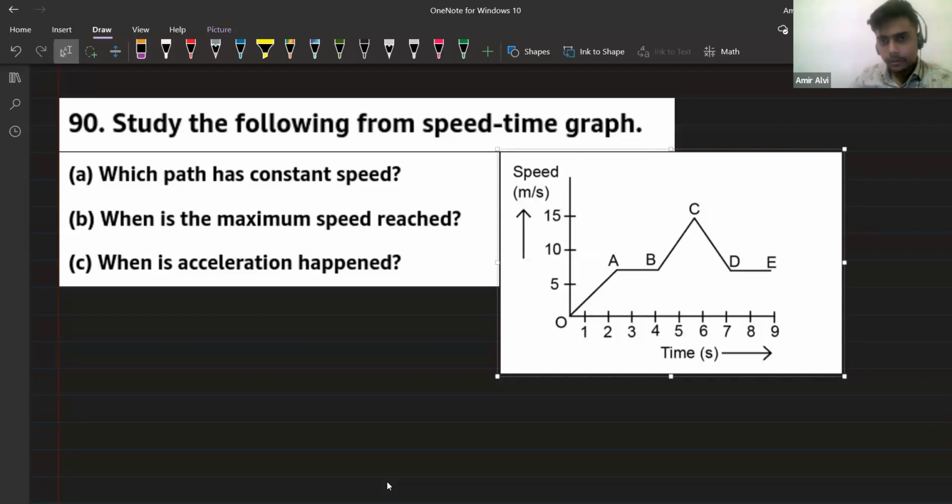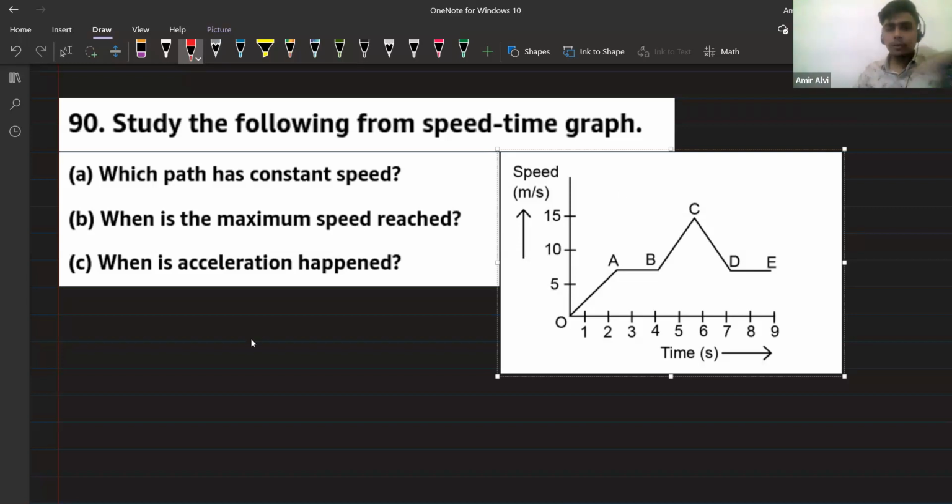So let's solve it together. Okay. So the question is saying that which of the following path has the okay. Yes, Rafi, you are saying something. I'm having a lot of network issues. Okay, network issue, no problem.